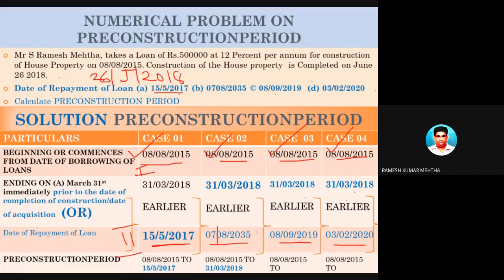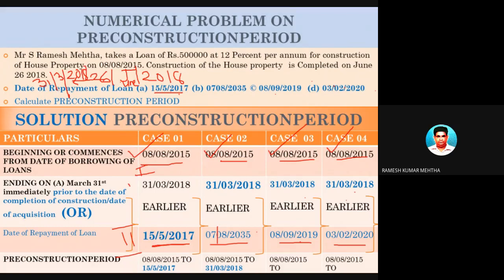26th June 2018, and go back from prior to 26th June 2018, you find out the financial year ending. The financial year ending prior to 26th June 2018 is 31st March 2018. So this is another date.